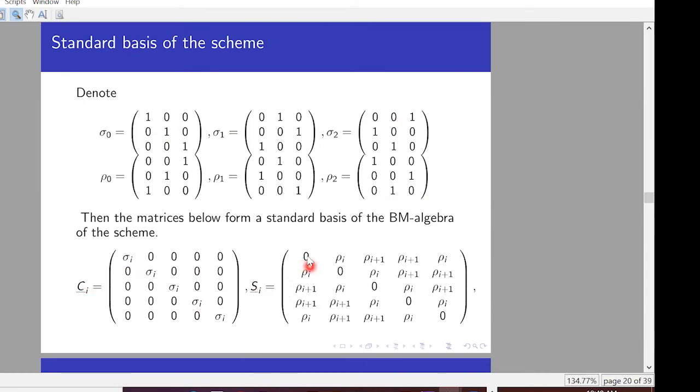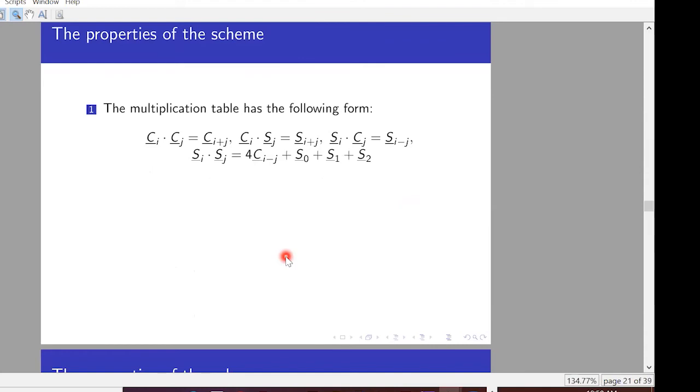Now Si is a circulant block matrix, where you have the matrices from the involution row. You put it here, and you can see this is a symmetric matrix. So now, what can we say about this scheme? This scheme is non-commutative. Here is a multiplication table. If I multiply Ci by Sj, the indices are added, but here they are subtracted. So it's not commutative.